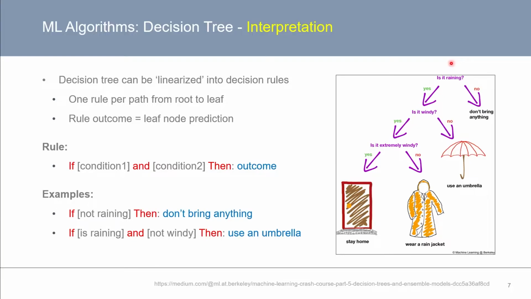Starting at the root node, we have, is it raining? If the answer is no, then we have our decision, don't bring anything. This is the shortest branch in our tree. Or instead, if it's raining, yes, and is it windy, no, then we have the decision, use an umbrella. And we can see these two rules here. We could further make rules for every unique branch of this tree, where each rule conveys a clear explanation of the factors and their values leading to some specific decision.